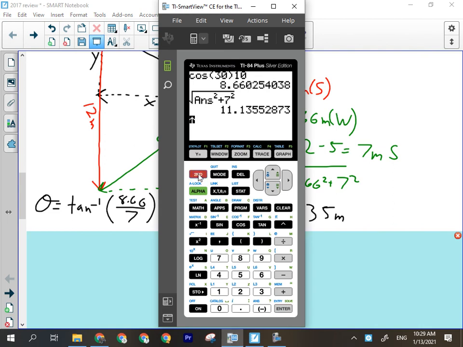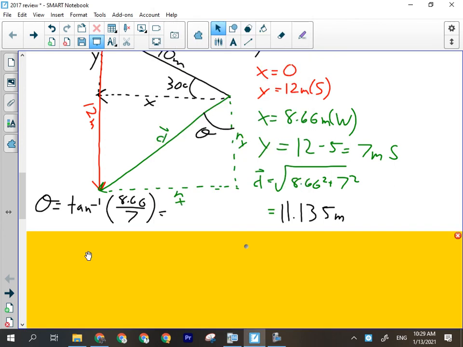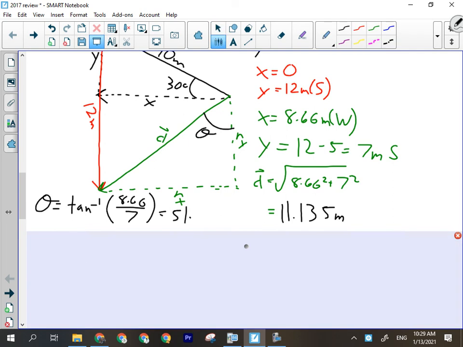So second tan, that number divided by 7. All right, so I'm getting an angle there of 51.05 degrees. Oh, that's cool. 51.05 degrees. Okay, and what direction is that?